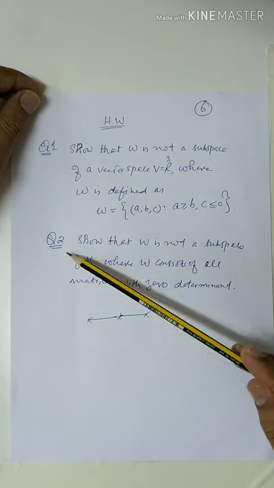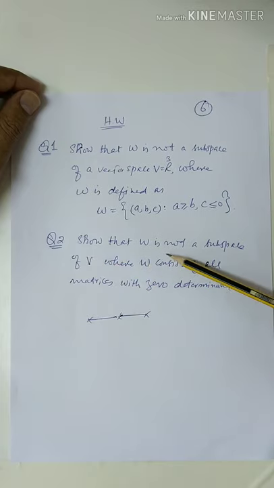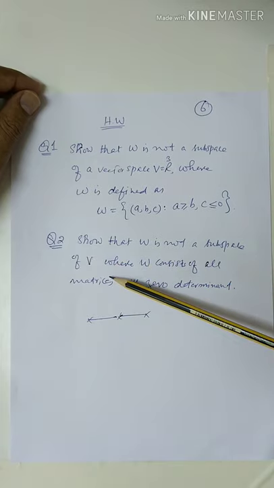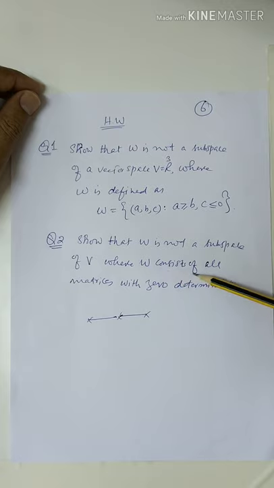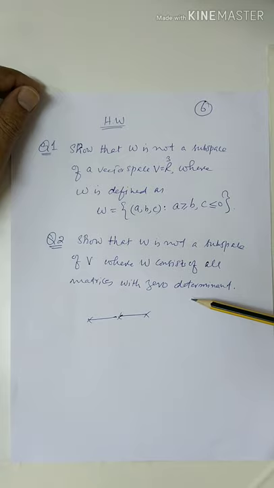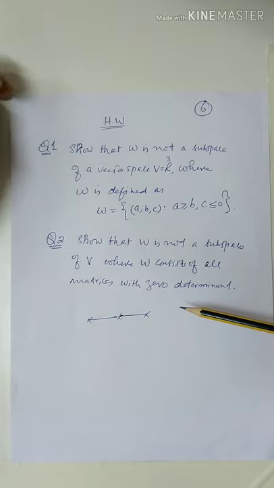Now the second question is: show that W is not a subspace of V, where W consists of all matrices with zero determinant. Now this is a challenging question. If you solve this question, I will be very happy. But if you still feel it is difficult, next time inshallah I will discuss it in the class.